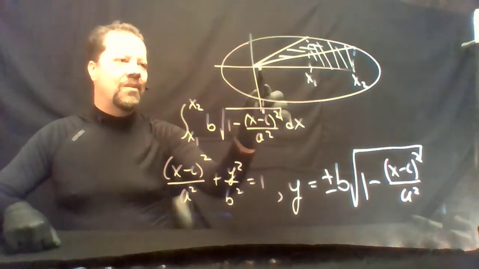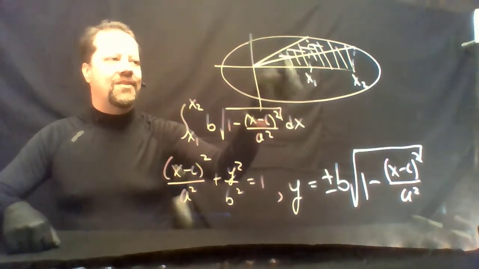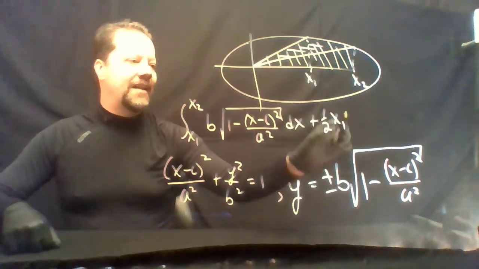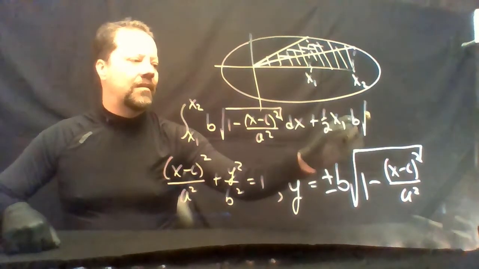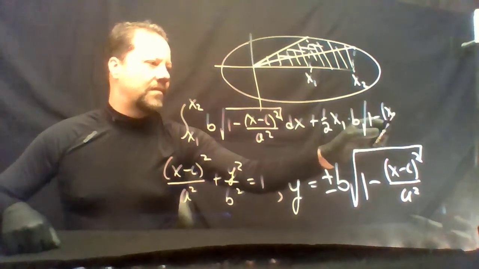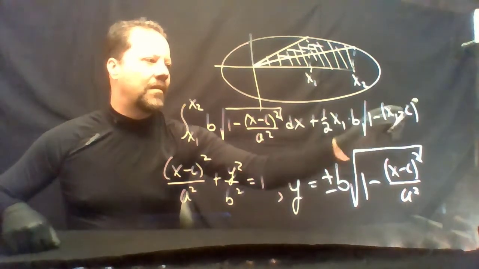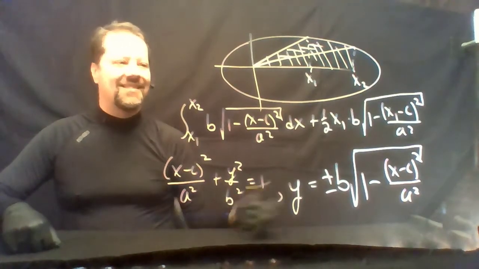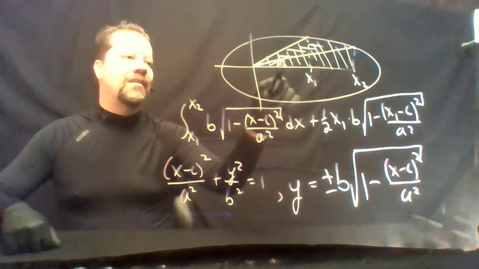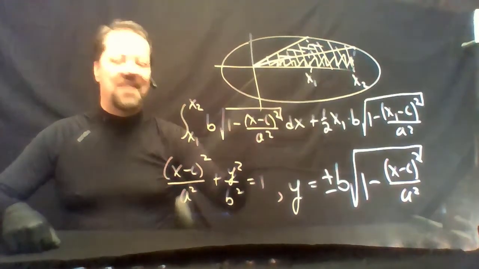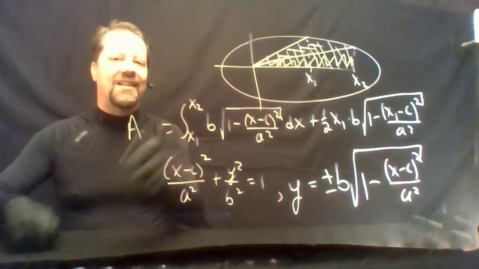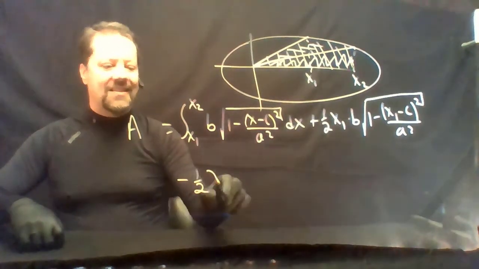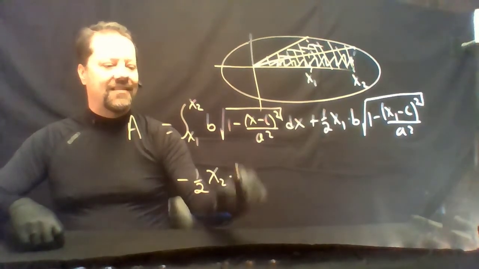Here's what we'll do. We'll take the area of this triangle, 1/2 base times height, but now we have too much. What we need to do is subtract out this other triangle, and that will give us the area of the sector, minus 1/2 base times height.